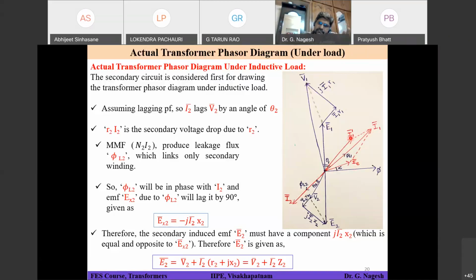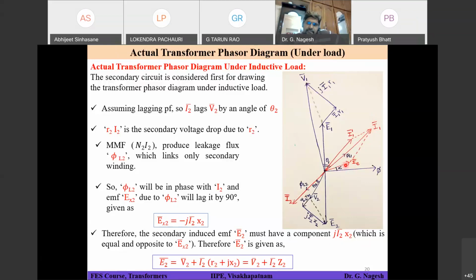When there is no load on the secondary, I1 dash will be equal to 0, and I1 is equal to IE. I1 is the current actually flowing in the primary winding. If load is not there, I1 is equal to IE. So in that scenario, your flux phi L1 will be in phase with IE. If you think in the other way, right?